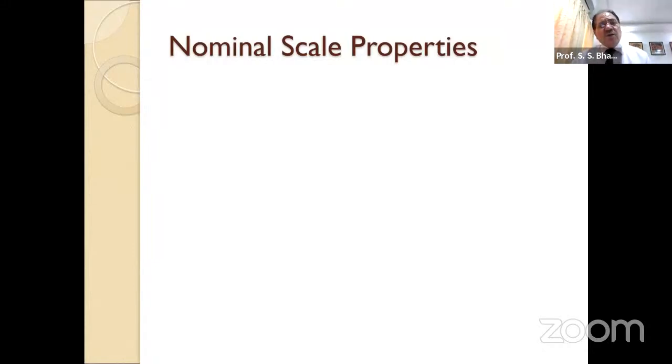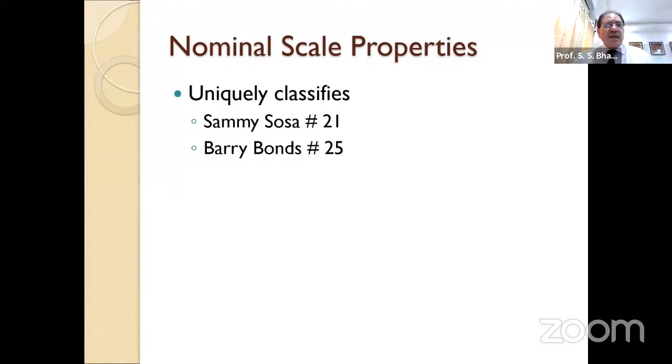So a nominal scale is one that can be used to classify the sample into different categories, and it is basically used for identification. That is the characteristic that can be used to classify the sample elements into different categories. What are the scale properties? It uniquely classifies. That's it, right?